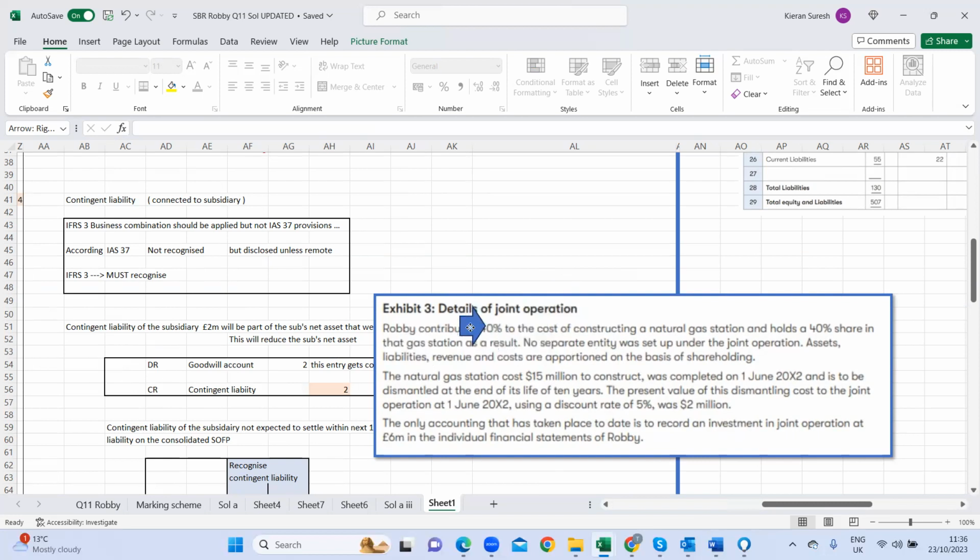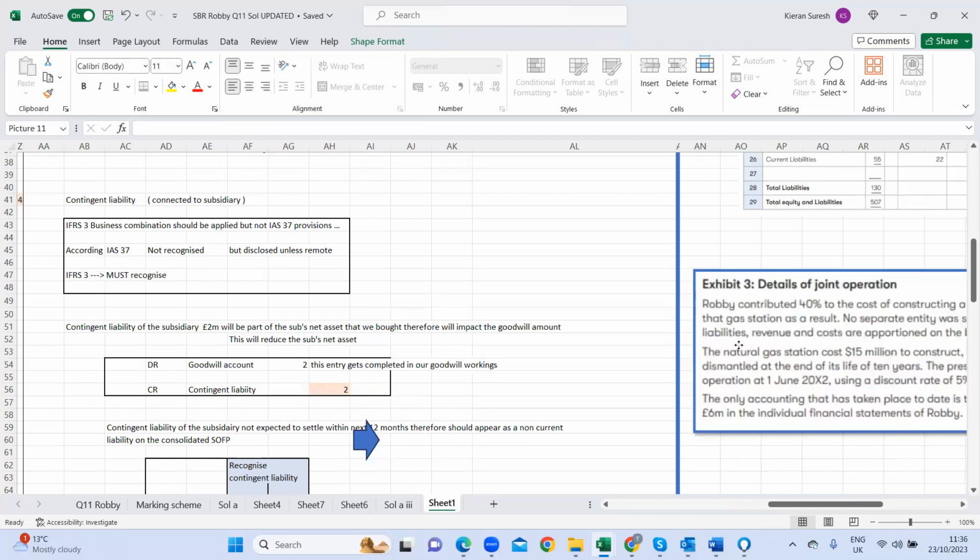Because it is a joint operation, we should be taking rights to individual assets and liabilities, right? So no separate entity was formed. Now the last line: the only accounting that has taken place to date is to record the investment in joint operation at 6 million in the individual statement of financial position. So it is wrong to have an investment account in the consolidated books. Why? Because for joint operations, individual assets and liabilities would be added to the parent's financial statements, right?